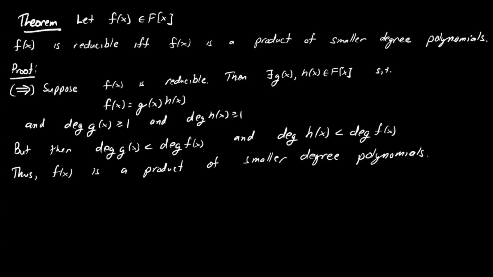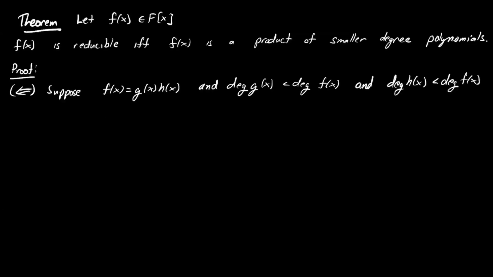So now let's clean this up and take care of the backward direction. The backwards direction is kind of similar. Suppose f of x is a product of 2 smaller degree polynomials. In particular, we'll call them g and h, and we have the degree of g is less than the degree of f, and the degree of h is less than the degree of f. Well, since these have smaller degree, and their degrees have to add up to the degree of f, by necessity we have that the degree of g of x is bigger than or equal to 1, and the degree of h of x is bigger than or equal to 1.